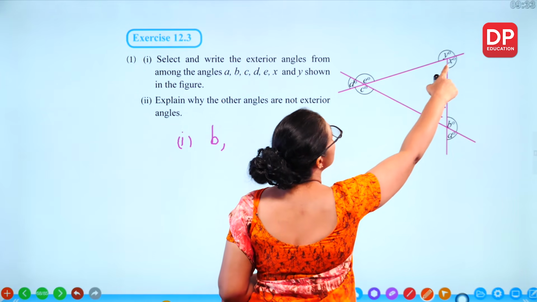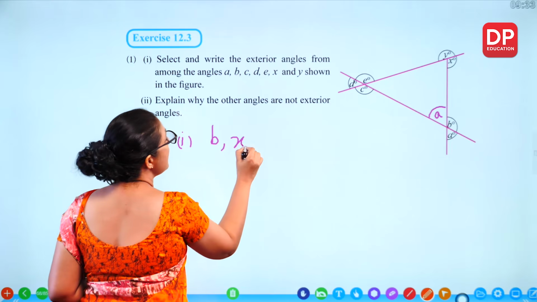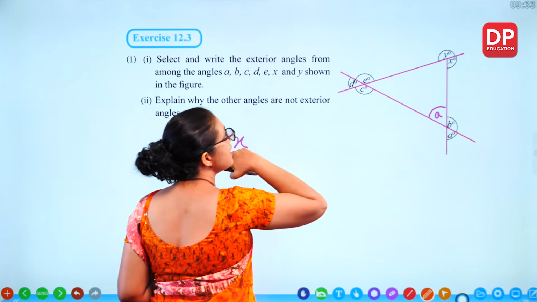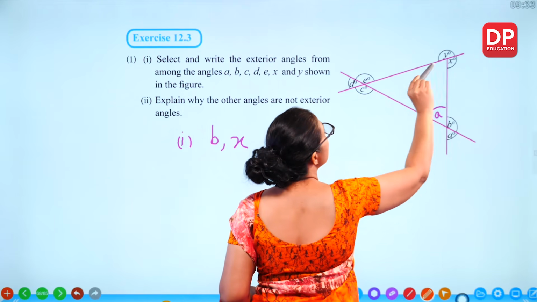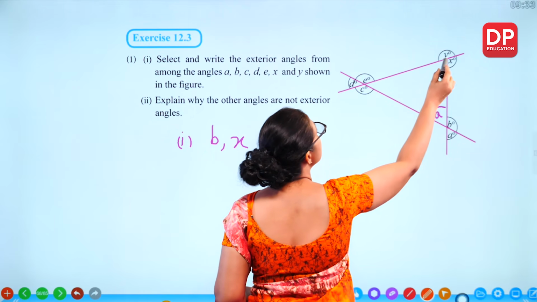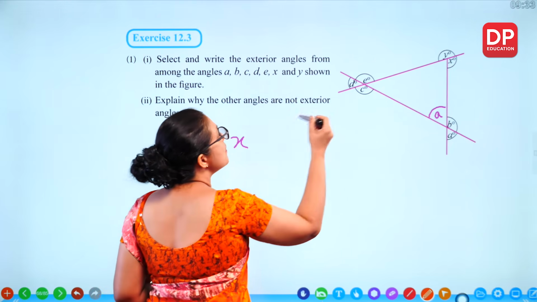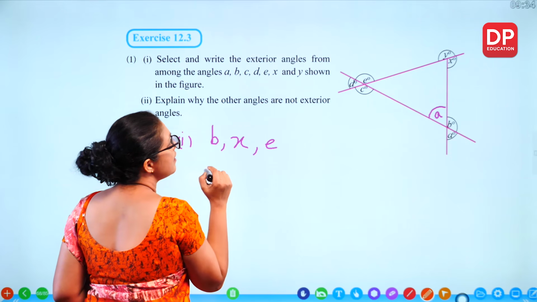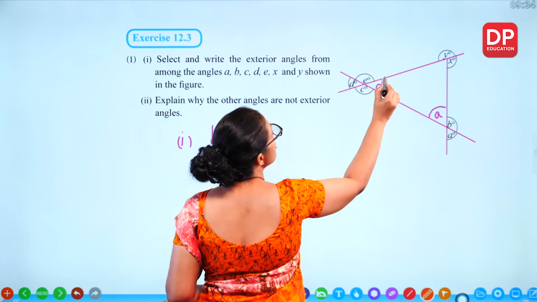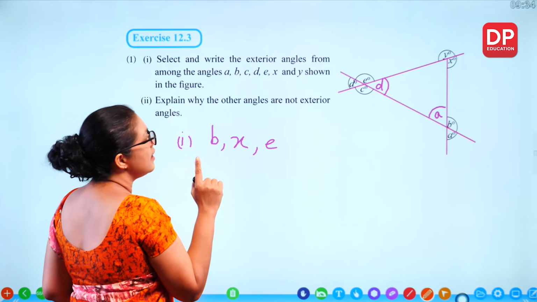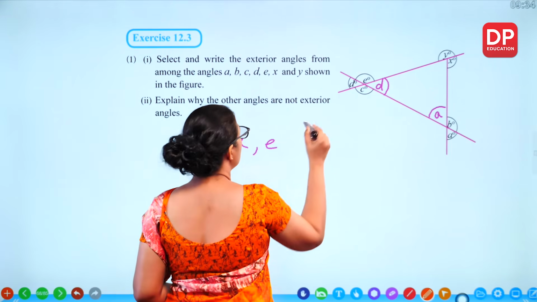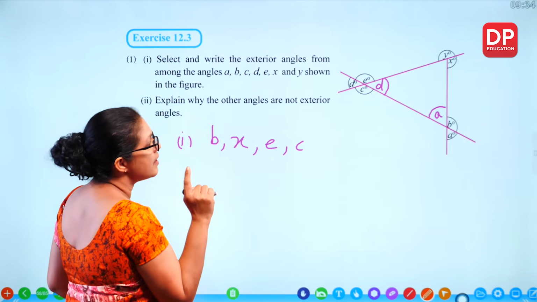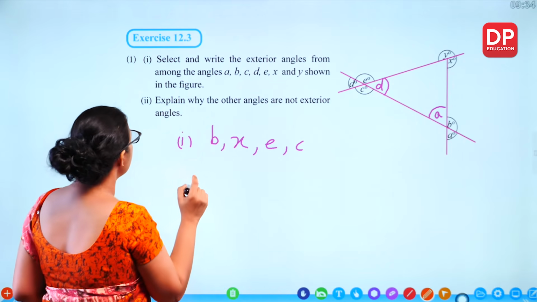Then X also you get an exterior angle. Y is a straight angle, that's not the exterior angle, not extended the lines. Then when you take this way, E is another exterior angle, but here D is an interior angle. And what's the other angle? C is also outside the triangle, that's an exterior angle. So these are exterior angles.